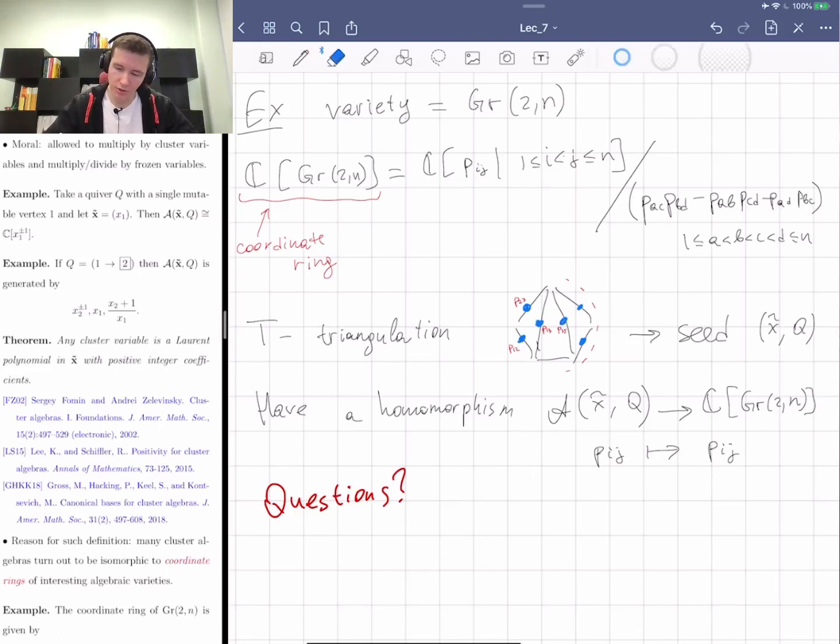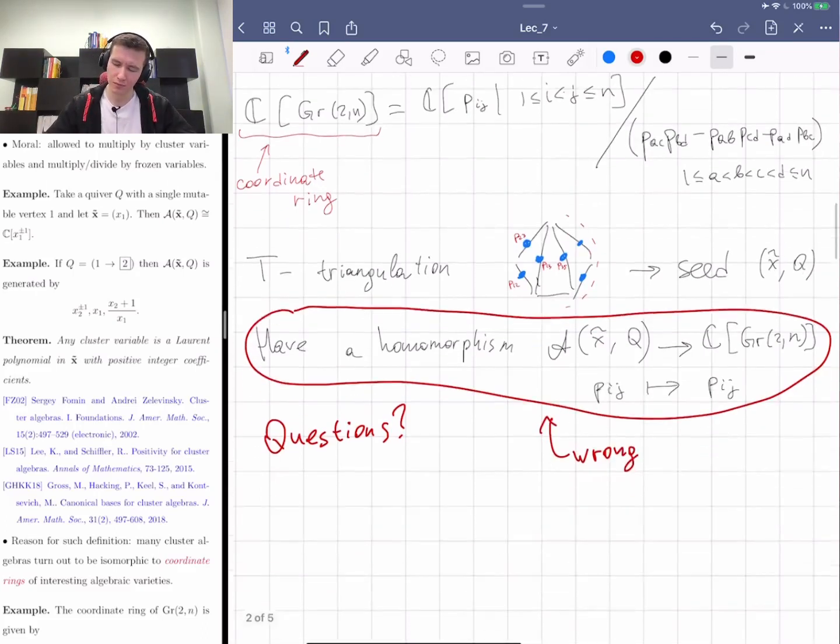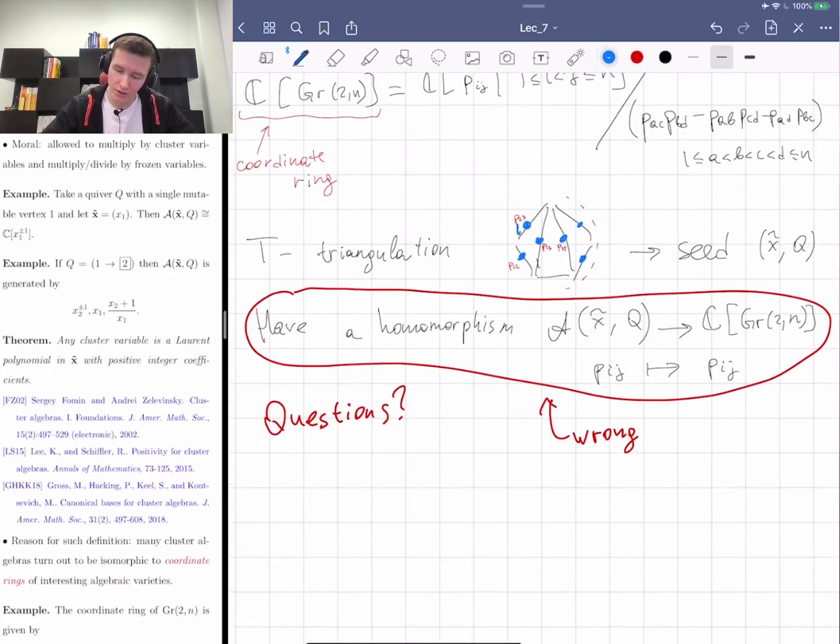So somehow the statement, okay, thank you. Yeah, that's correct. So this statement here is just wrong, for the reason that in a cluster algebra I have these frozen variables which are allowed to be inverted. So A of x tilde comma q contains p_{i,i+1} inverse.